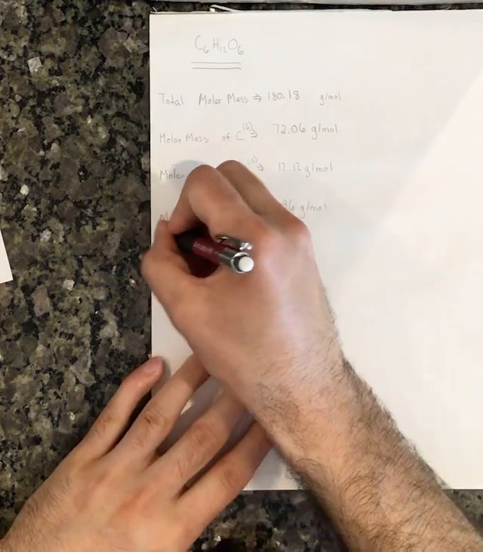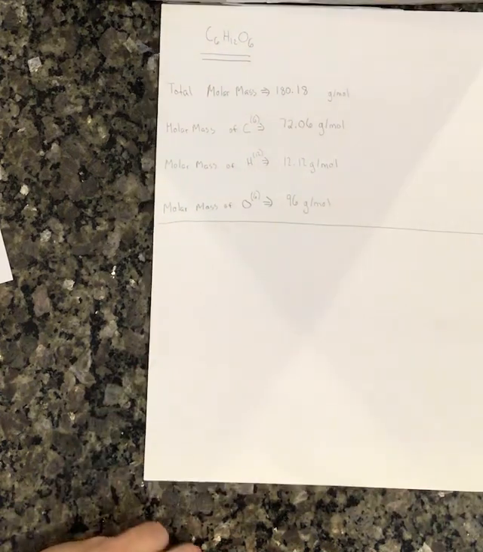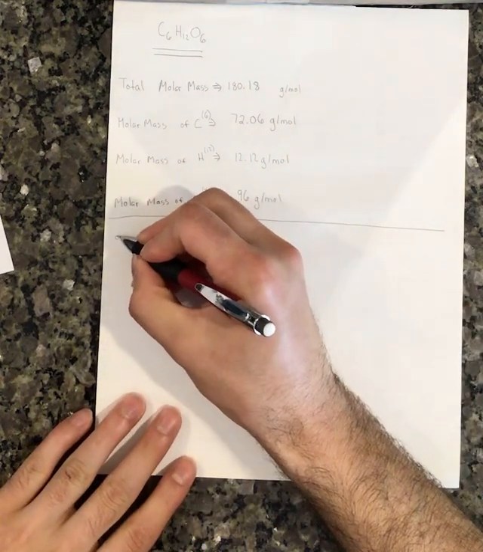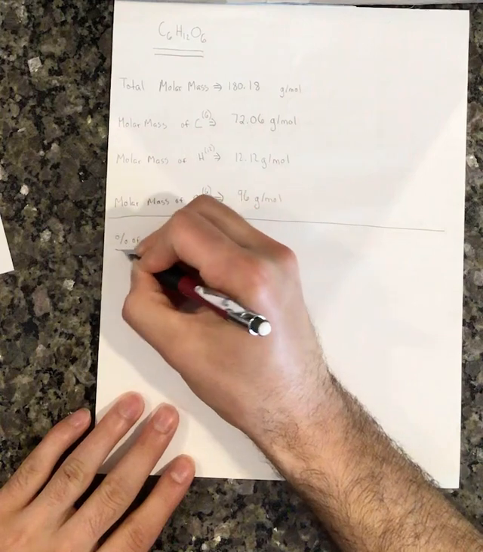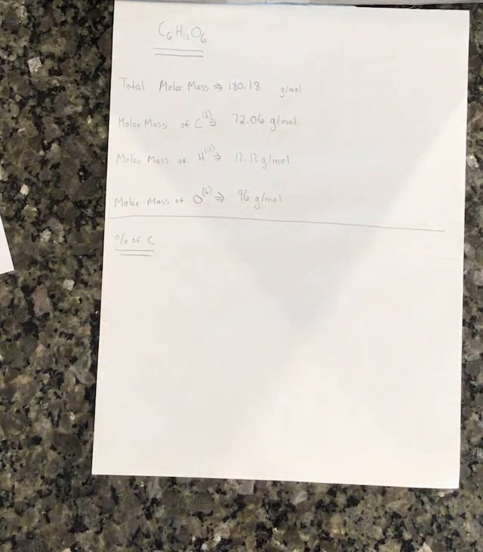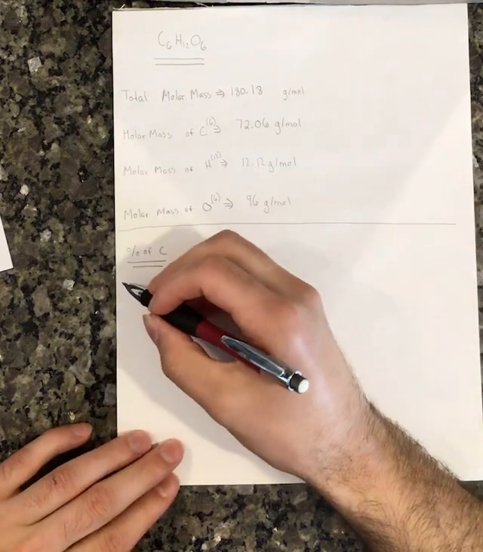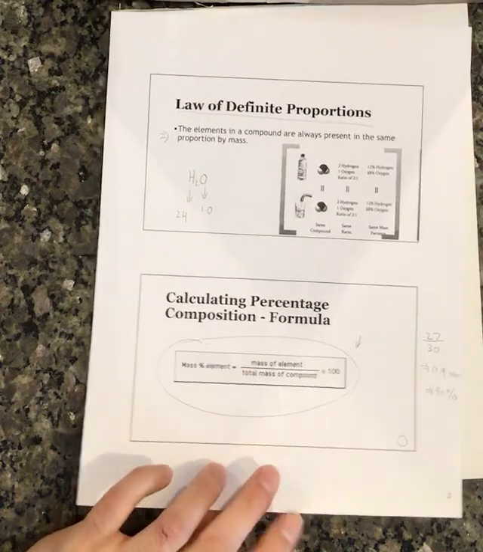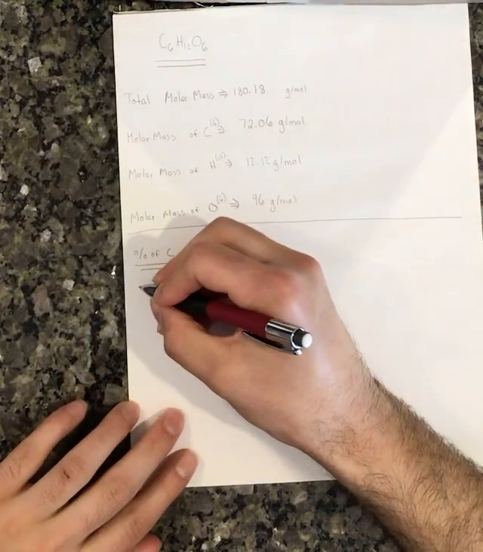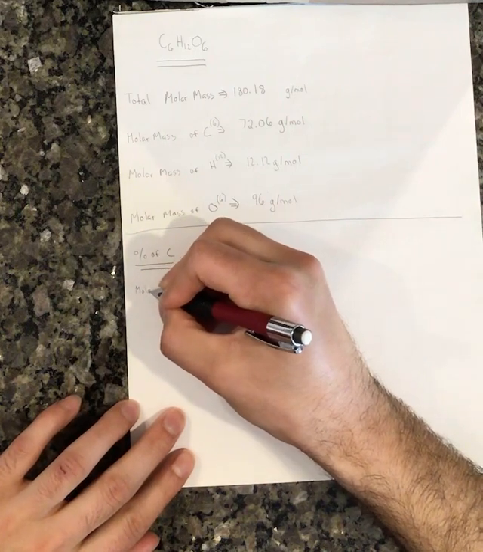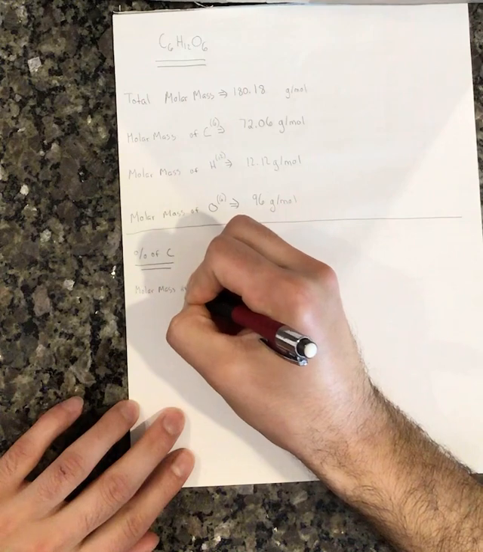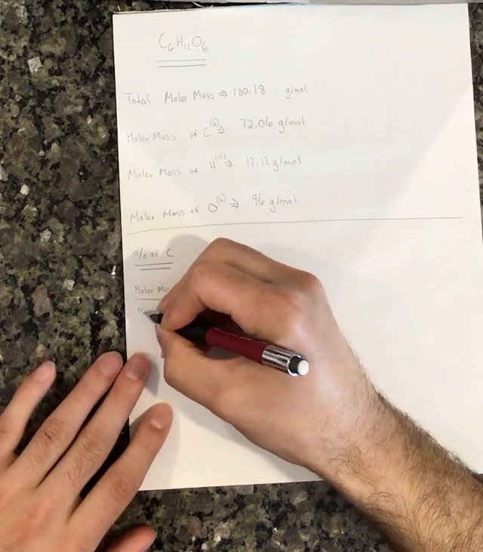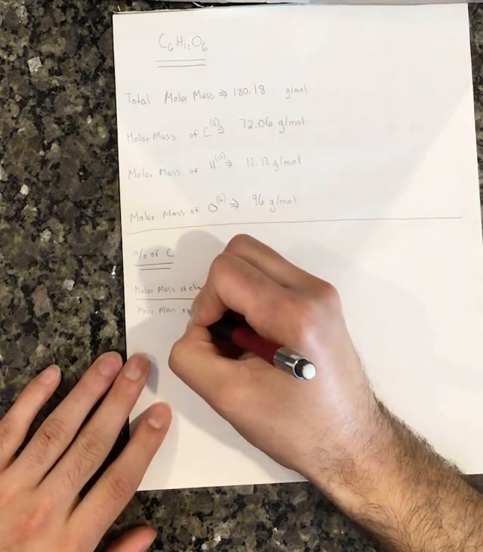Okay, now that we have all these numbers, now we can go ahead and figure out our percent compositions. Okay, so the first one, we're going to find the percent of carbon. So just like the last question, I'll write out the formula and then we'll go ahead and do it together. Now, the formula says mass of element. Are we using the mass right now? No, we're using molar masses. So we're going to just change this up slightly. So we're going to put molar mass of element divided by the molar mass of compound.